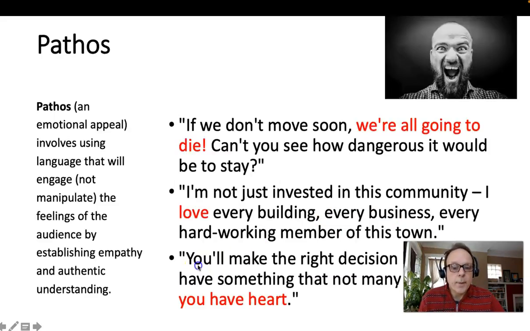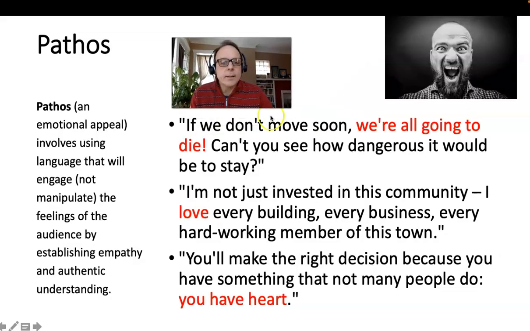So again, this is an overview of pathos, and these are examples. It's an emotional appeal, so there are times when it works just fine. Here's an example. Imagine they're in a dangerous situation, and somebody says, "If we don't move, we're all going to die. Can't you see how dangerous it would be to stay?" In that case, I think pathos is really appropriate, right? We've got to get out of this, the building is falling or whatever.